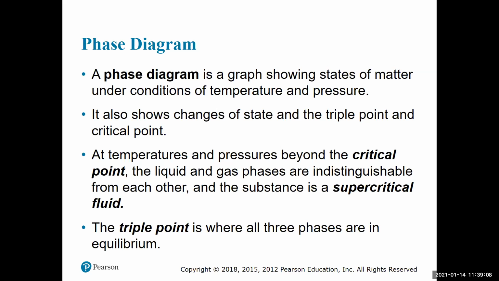The critical point is the temperature and pressure beyond which you no longer have liquid and gas phases; you have that supercritical fluid phase. And the triple point is where solid, liquid, and gas are in equilibrium with each other. So in other words, you've got all three going at the same time. So let's take a look at the phase diagram.